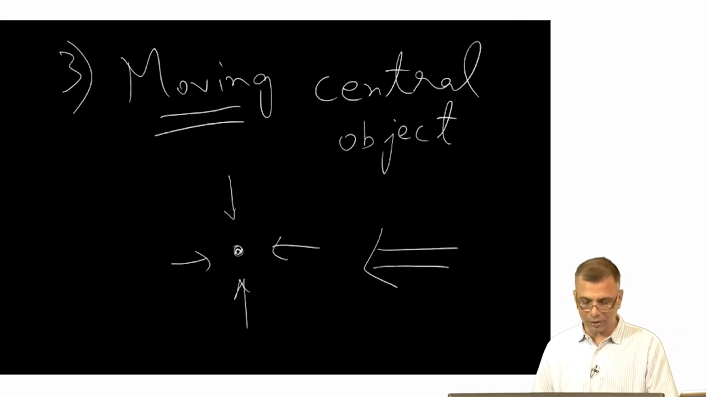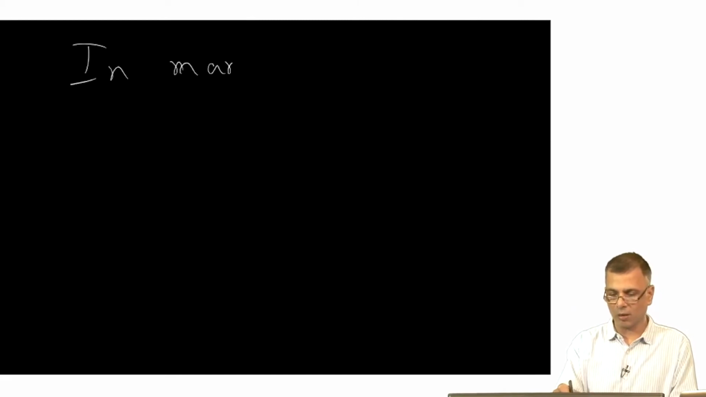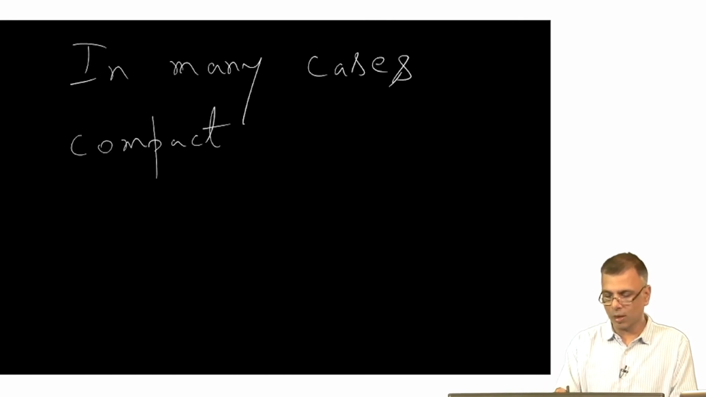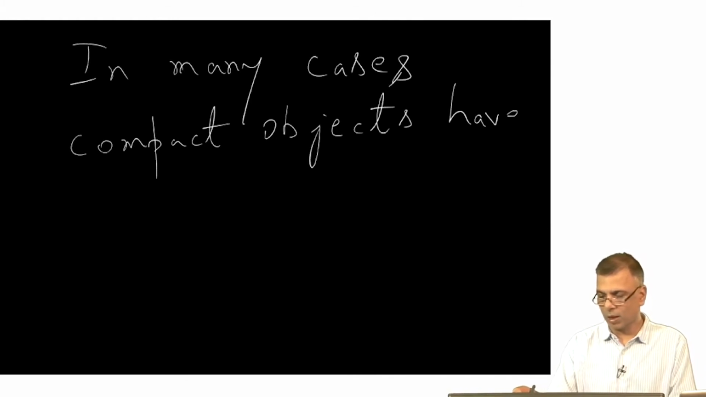So I think this is about enough about spherical accretion. Again, like I said, spherical accretion is an important astrophysical scenario relevant to isolated objects. But in many cases, the central objects are not isolated. In many cases, compact objects have companions.